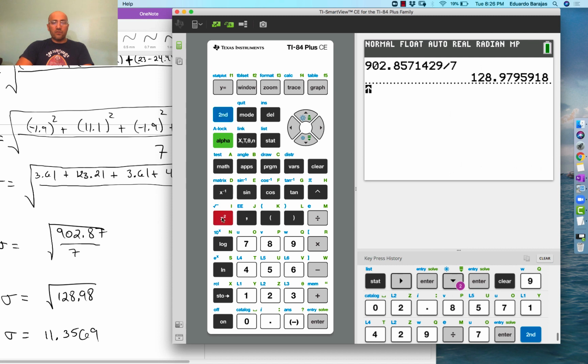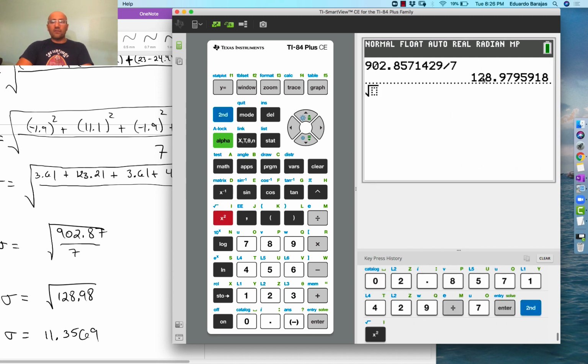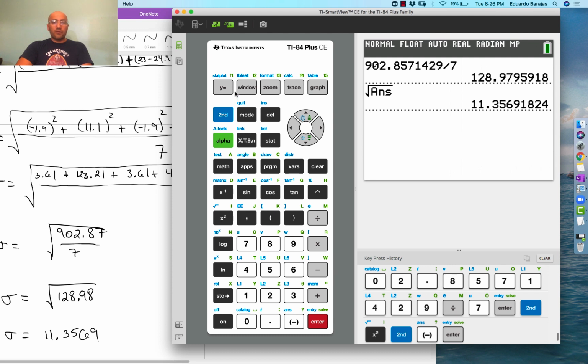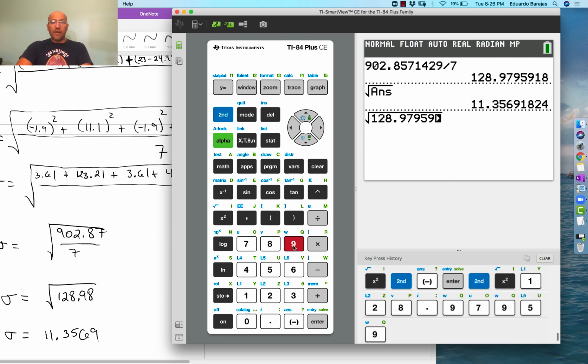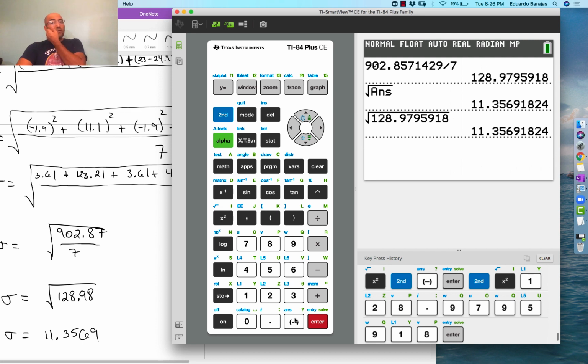So second, square root is the square root of the previous answer. So instead of typing it all in, I can just say second answer. That little value right there, ans, means the result that came right before it. So that's this one. Good. And then hit enter. Or, just to make sure we're getting the same answer, I could hit square root of and then manually type in 128.8571 9795918. Okay, the exact same answer, right? So that second answer is a great shortcut.